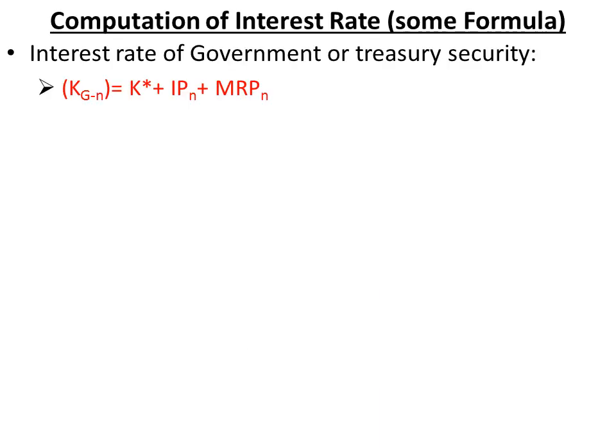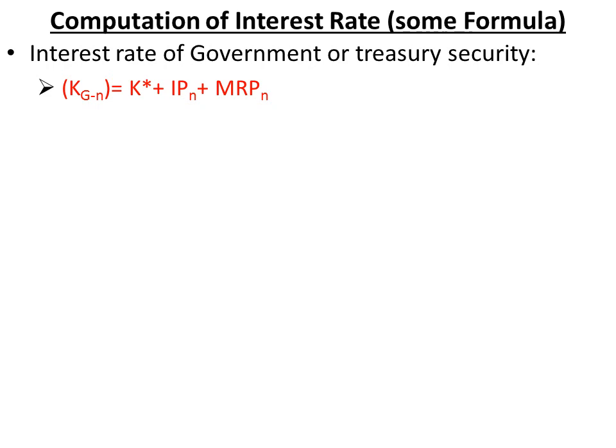Computation of interest rate. First, the interest rate of government or treasury security. There are two types of security: one is the government security, another is the corporate security. Government security and treasury security are synonyms, like government bond or treasury bond. Government securities are those issued by the government, local body of government or federal government. Corporate securities are those issued by corporations, companies or firms. So the interest rate of government security and corporate security are different.